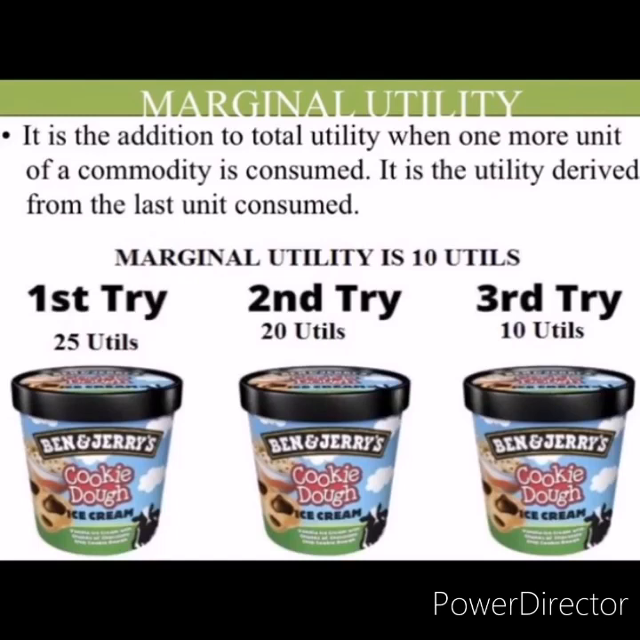Now next is the marginal utility. What is the marginal utility? Marginal utility is the addition to the total utility when one more unit of a commodity is consumed. So we can say that marginal utility means the additional utility which we get by consuming the additional unit of a commodity. And the formula of marginal utility is MU equals change in total utility divided by change in quantity.